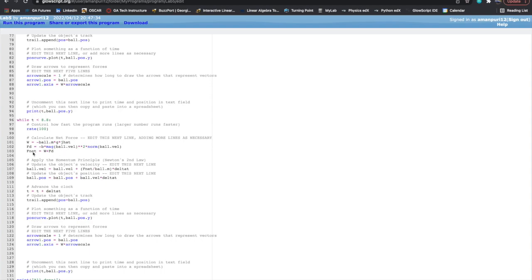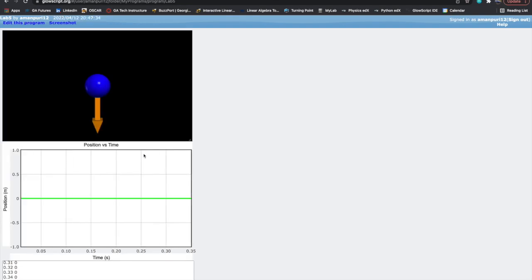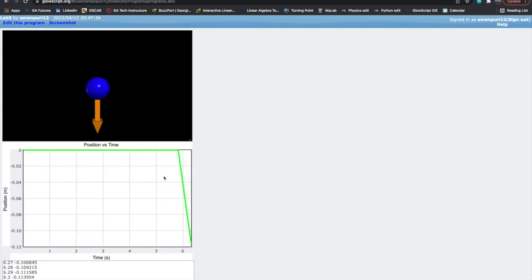After we input our net force equation with the weight and the drag force as seen here, we can then run the program by appending an arrow with the weight force, indicating the weight force, and then we can run the program and we can see what our data yields.